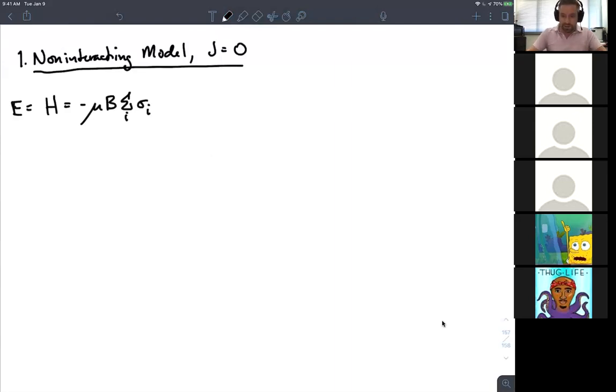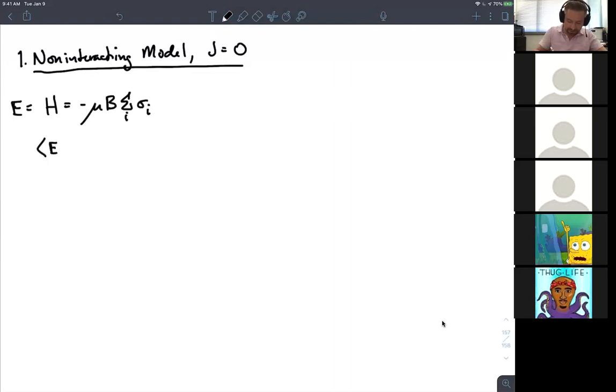Now, one thing we're gonna go through the whole business. We're gonna calculate the partition function. We're gonna calculate the free energy. We're gonna start taking derivatives. We're gonna find the magnetization. We're gonna see how this thing behaves. One of the things we're gonna calculate is the average energy.